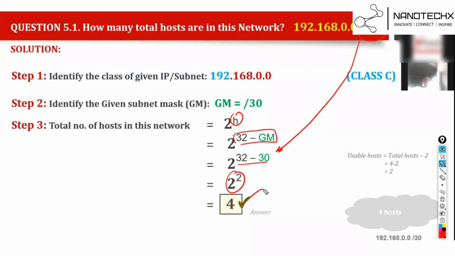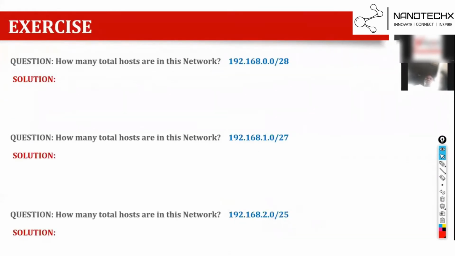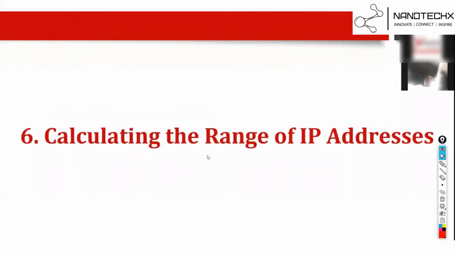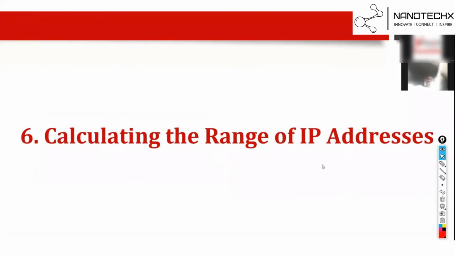But the first and last IP address is always non-usable. So we get 2 usable host IPs, but in total there are 4 IPs. First and last cannot be used. So we learned with these examples how to do these, and then there was an exercise as well. Then we came to topic number 6, which we can revise today as well.